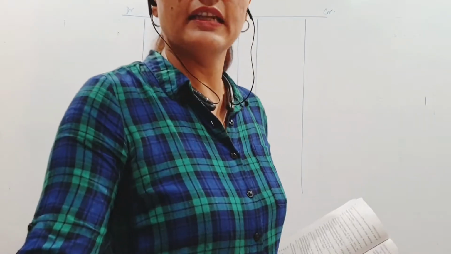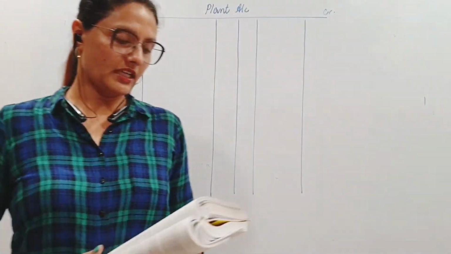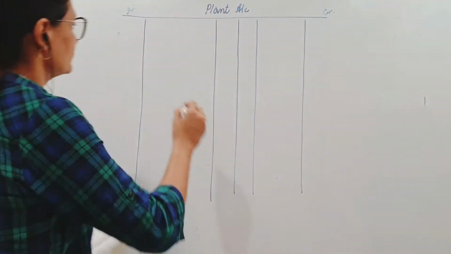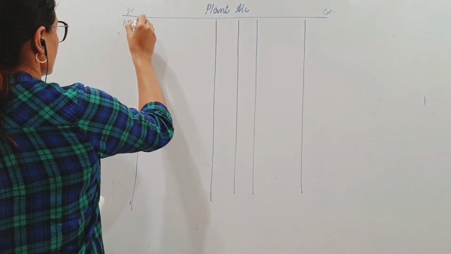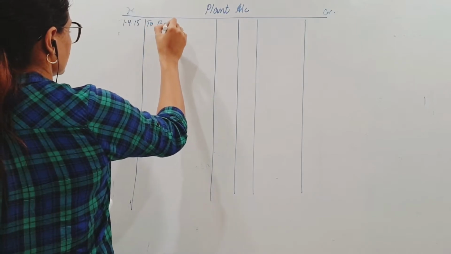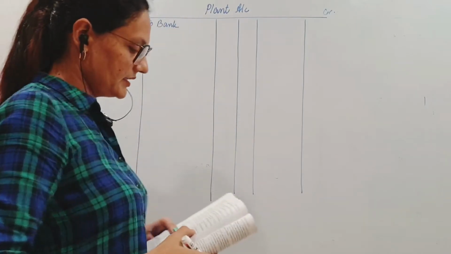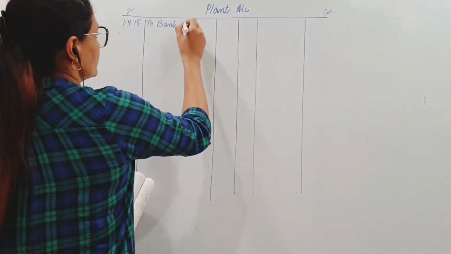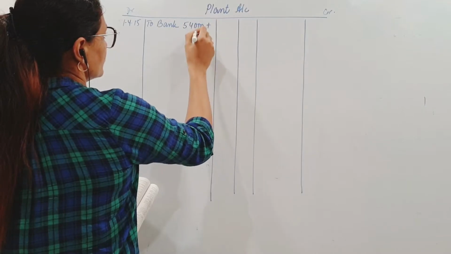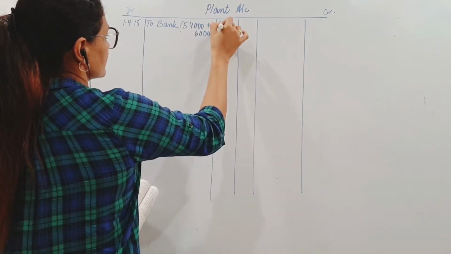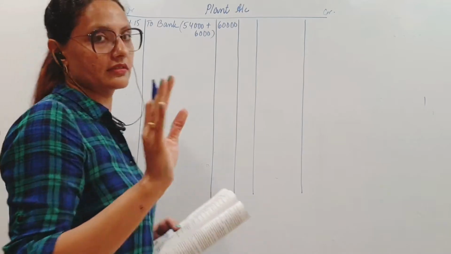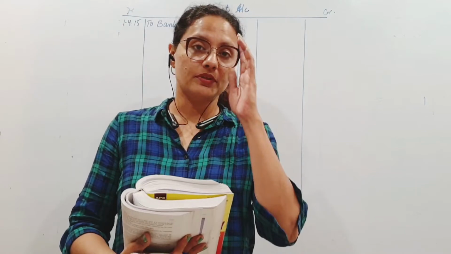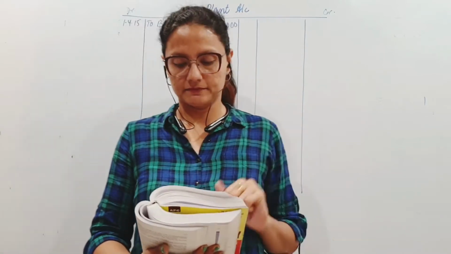Alright, so if you've read the sum, you are seeing that Bhushan and Company has purchased machinery on 1st April 2015. So let us do that. 1st April 2015 to bank. We are purchasing for 54,000 and 6,000 is spent on its installation. Therefore, its total cost comes to 60,000. Installation costs, installation charges, etc., we've already discussed this, at the time of purchase should be added to the cost of the asset.